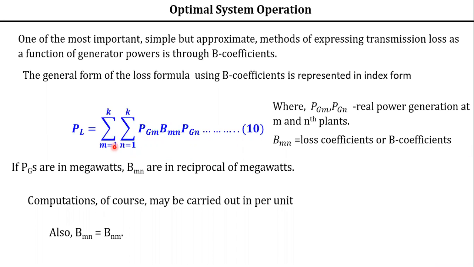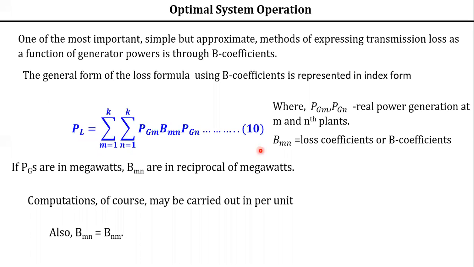So before focusing on that, what is the incremental transmission loss? It is equal to dou PL by dou PGI. So what is the PL equation? It is this equation. Now we have to take the partial derivative of this equation with respect to PGI. Understood? So that's what we are doing here.